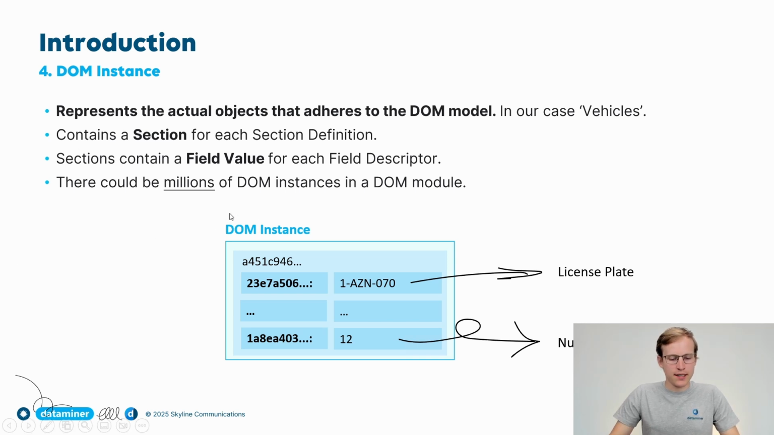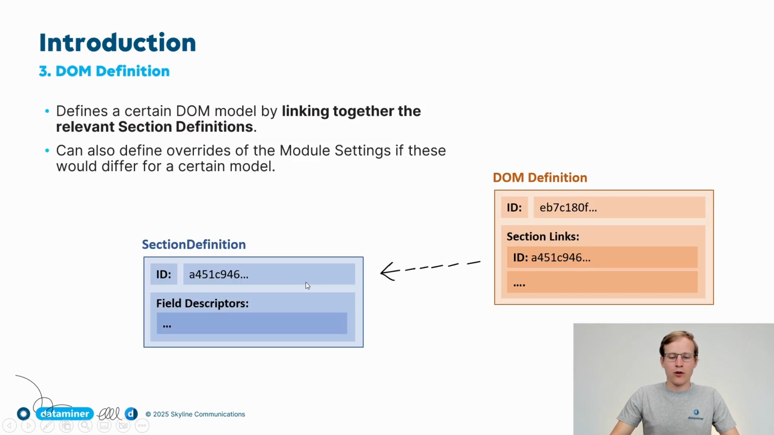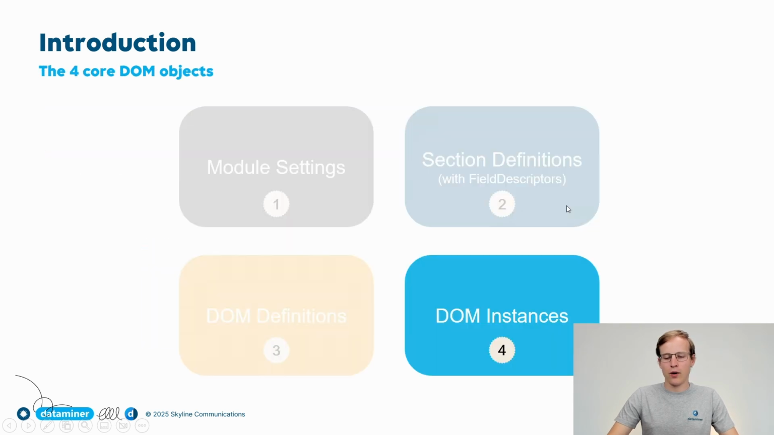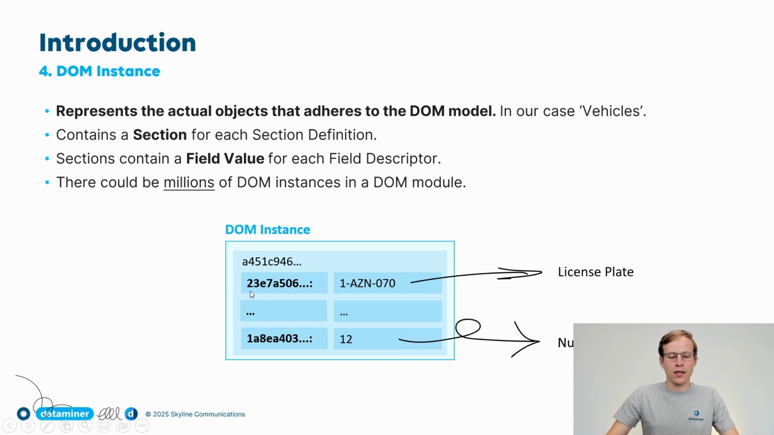There's a visualization here of a DOM instance where you have the DOM instance itself, and then this slightly darker color represents a section. So this is a grouping of field values. And a field value is, as the name suggests, a value for a certain field. So we have a field value for the license plate field, and we link that to the license plate using the ID of the field descriptor. If I go back a little bit, you can see our field descriptor of the license plate. That was 23E7 and so forth. And if you go back to our DOM instance, you can see 23E7 and so forth. So that's how you link a value to a certain field descriptor.